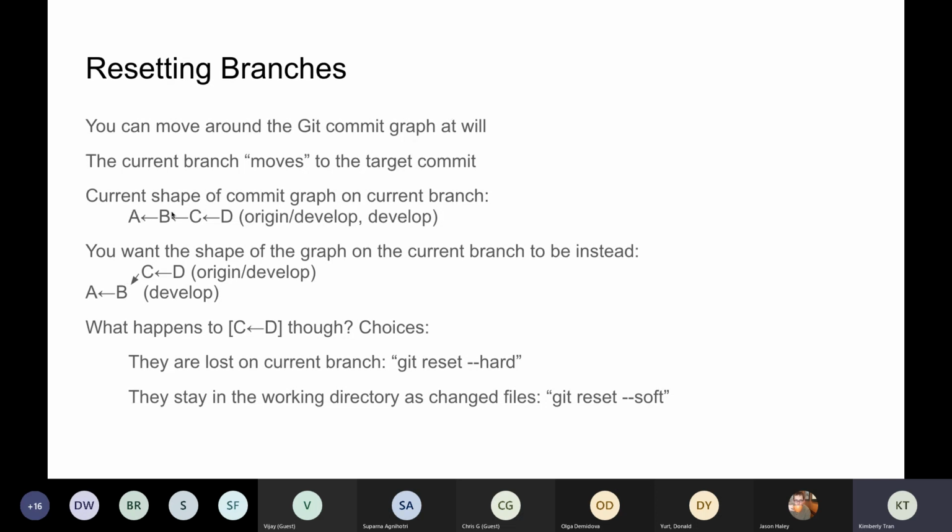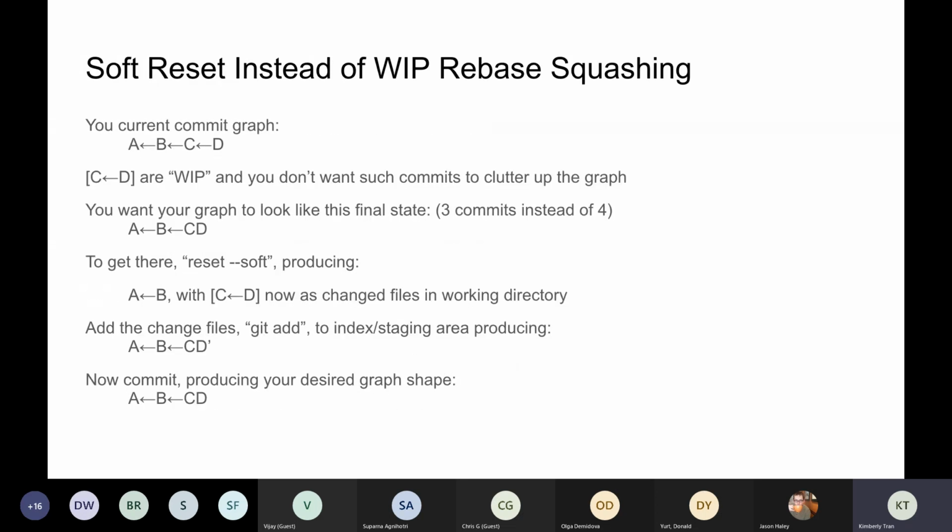Right, so if you have C and D, let's say B is where you diverge. You're at B, you've done a ton of work, C, D, and E, let's say C and D, and you want to collapse them all. You can do that via the reset command instead of the harder to understand rebase squash commands. So you can do a git reset hard or soft here, instead of the work in progress rebase squashing.